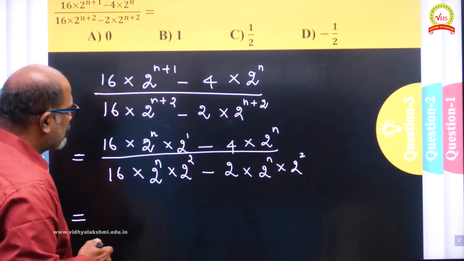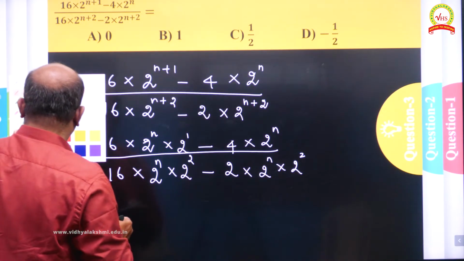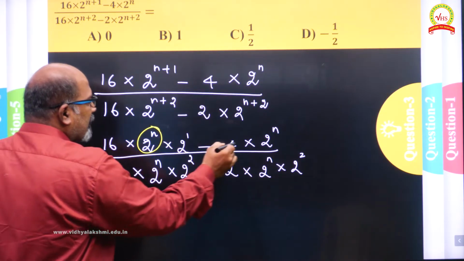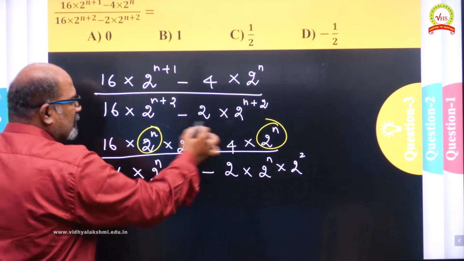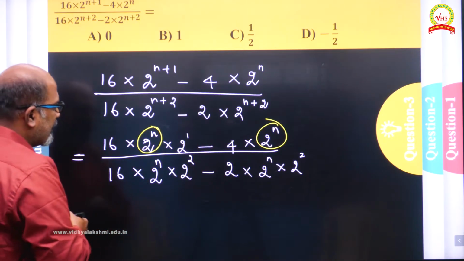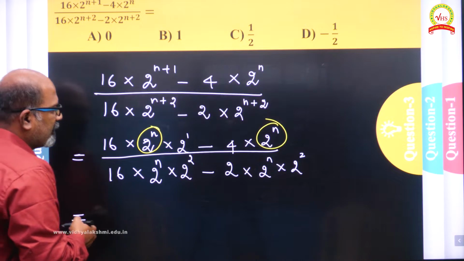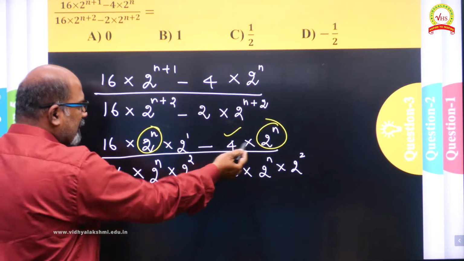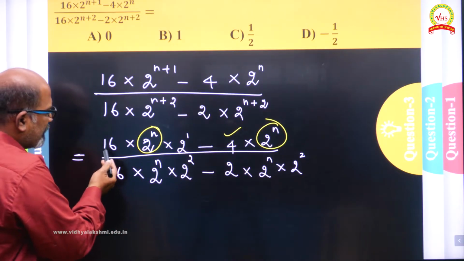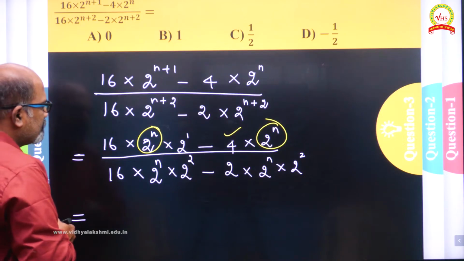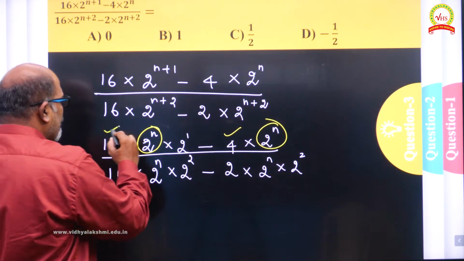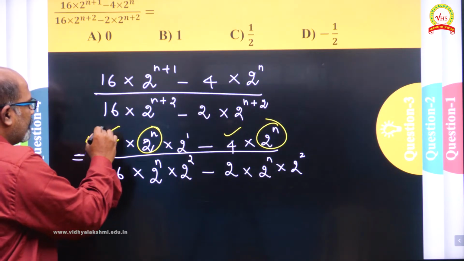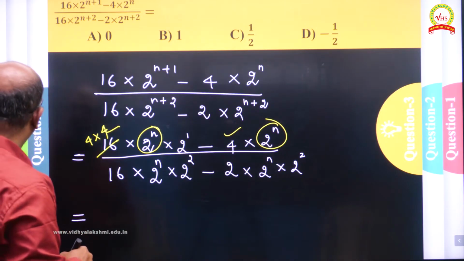You can see that the common factor here is 2 power n in these two terms. So I can take out 2 power n. Later on, what is the common factor? We have 4 here in the second term of the numerator. Here we have 16 also, but we can take out only 4, because the 16 can be expressed as 4 multiplied by 4. So 4 we can take out as a common factor.